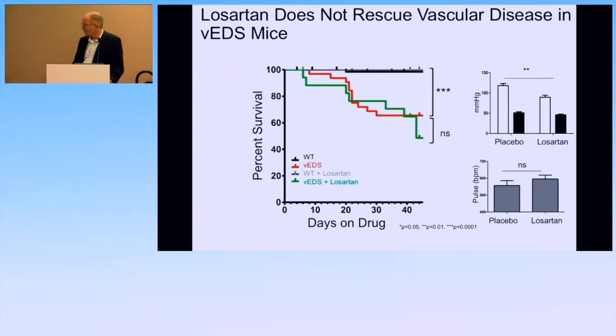When we tried losartan in this model, we did not see a signal for protection. It also didn't have any worsening effect on the disease. It just appeared to be neutral in this study. So this is clearly telling us that there's something new and different going on here. We can't just rely on what we've learned about these other conditions.